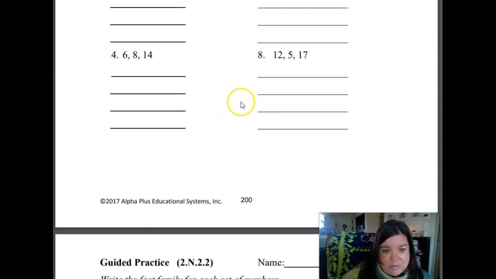So let's do this one. 6, 8, and 14. I'm not going to give you any hints on this one. 6, 8, and 14 are your 3 numbers. Write those on your whiteboard or on your guided practice notes, okay?